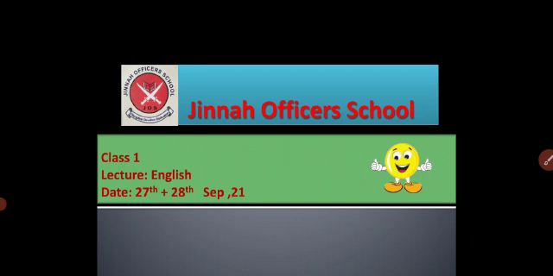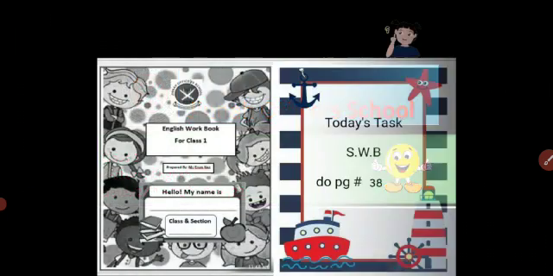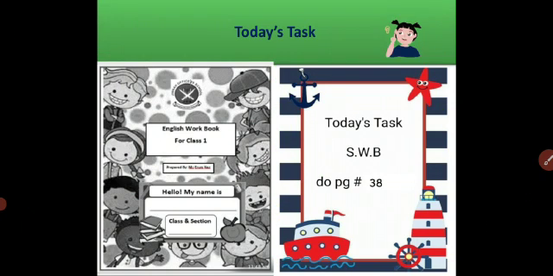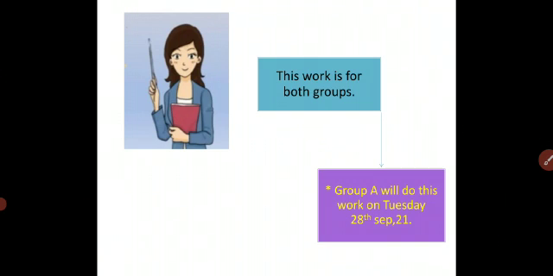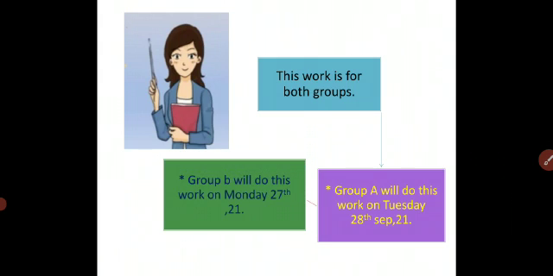I am your English teacher and I am going to guide you about your English homework. Our today's English homework is on our school workbook. We have to do page number 38. Before starting our work, please note that this work is for both groups. Group A will do this work on Tuesday 28 September 2021 and Group B will do this work on Monday 27th September 2021.